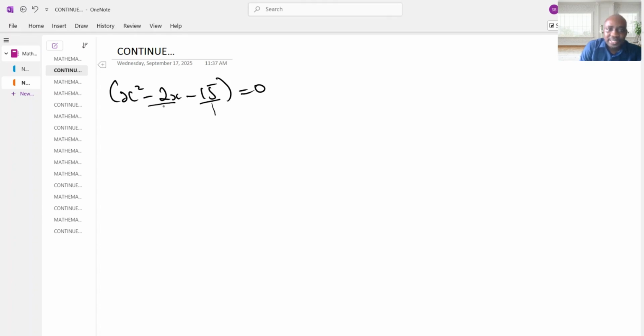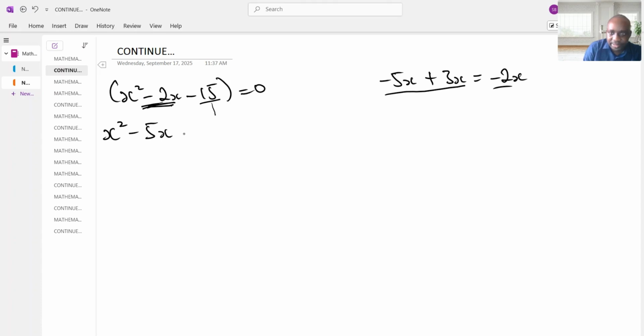When I say 5 minus 3, it's going to give me minus 2x. This minus 2x, I'm going to replace it with this 5 and 3. I'm going to say minus 5x plus 3x. What is it going to give me? It's going to give me minus 2x. I replace this minus 2x with this one because 5 times 3 is 15, and when you minus or plus, you are going to get minus 2x. Let's expand it: x squared minus 5x plus 3x minus 15 equals 0.